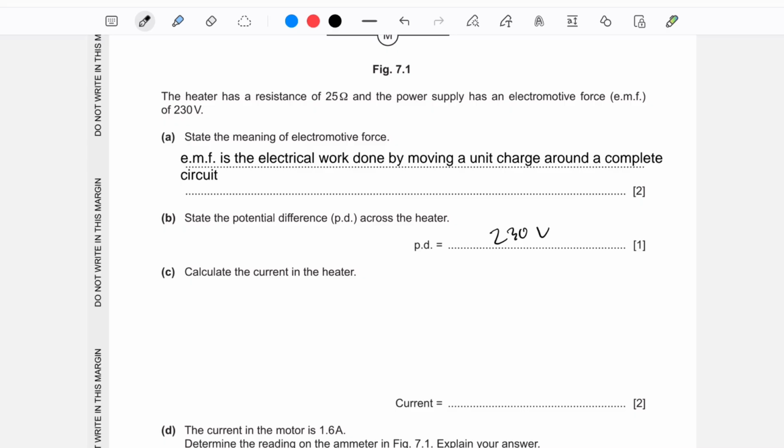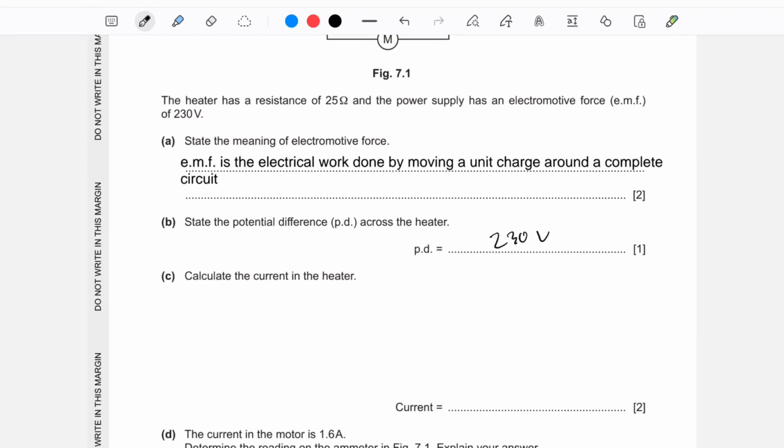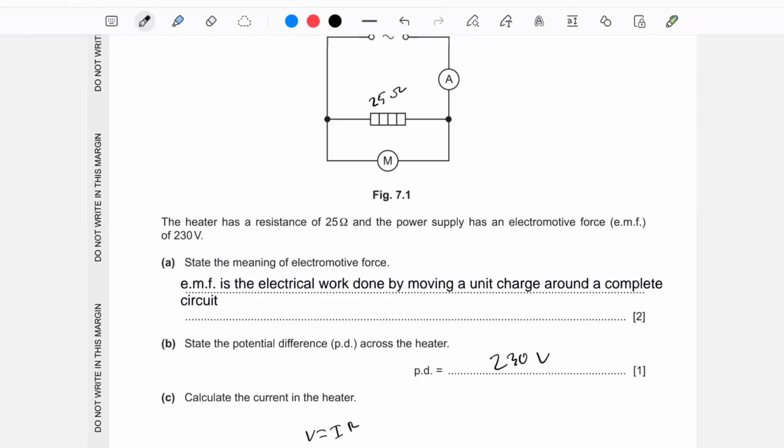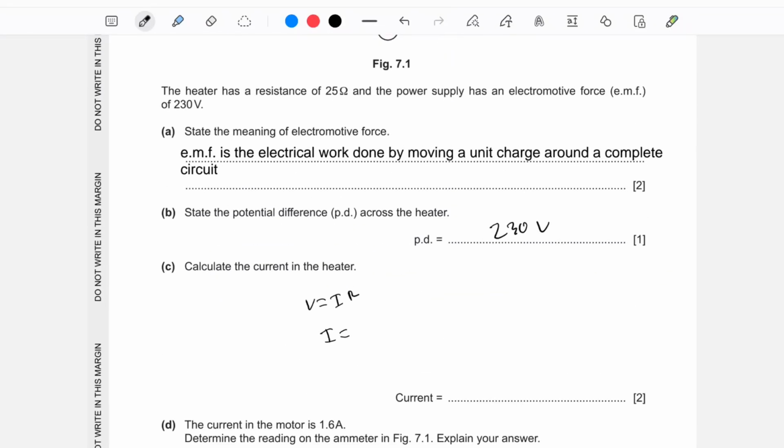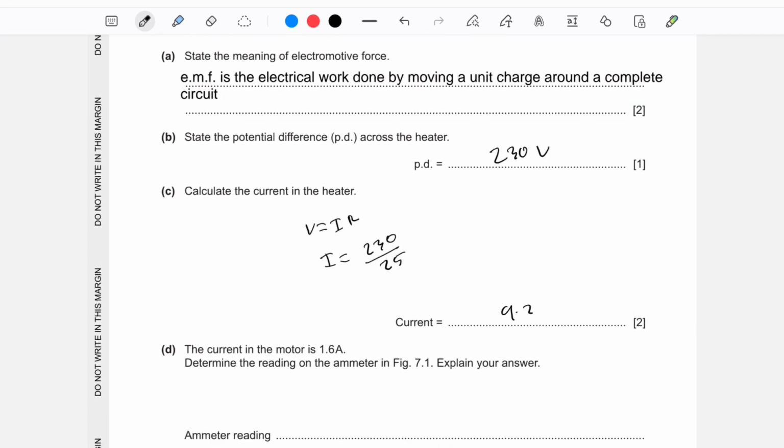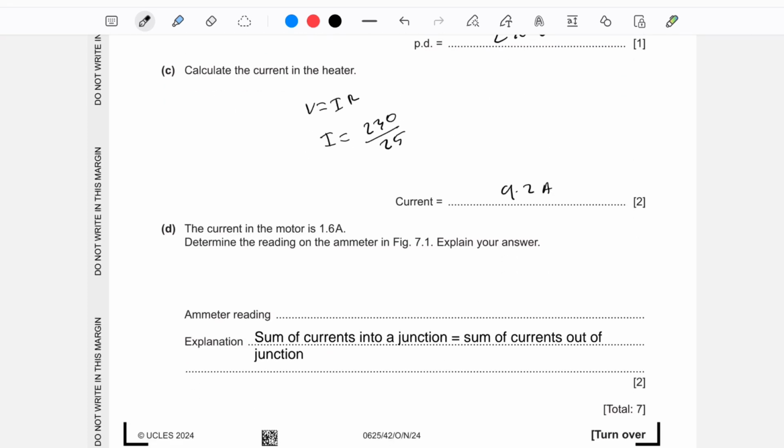Calculate the current in the heater. We can use V is equal to IR. As we know the voltage and the resistance of the heater, we can calculate the current. That's 9.2 amps. The current in the electric motor is 1.6 amps.